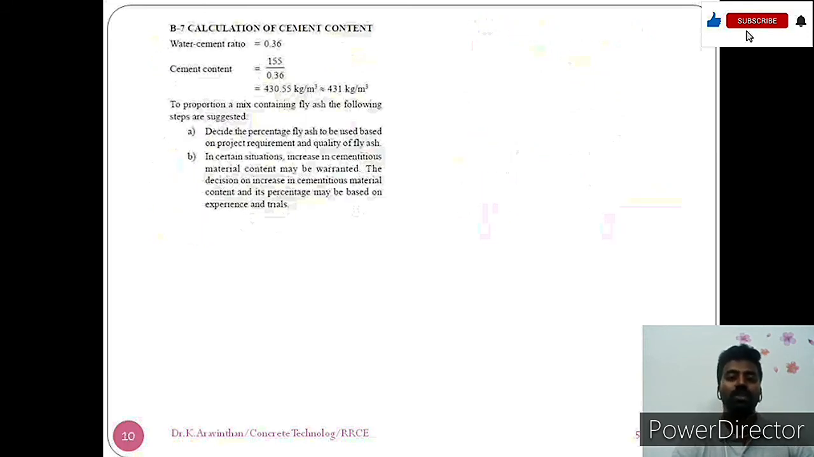Next step is calculation of cement content. Here we have already arrived at 0.36 as the water cement ratio, and the water content we arrived at is 155. If we divide the water content by the water cement ratio, we will get the cement content. So if we divide both, we get a cement content of approximately 431 kg per meter cube required for achieving the M40 grade.